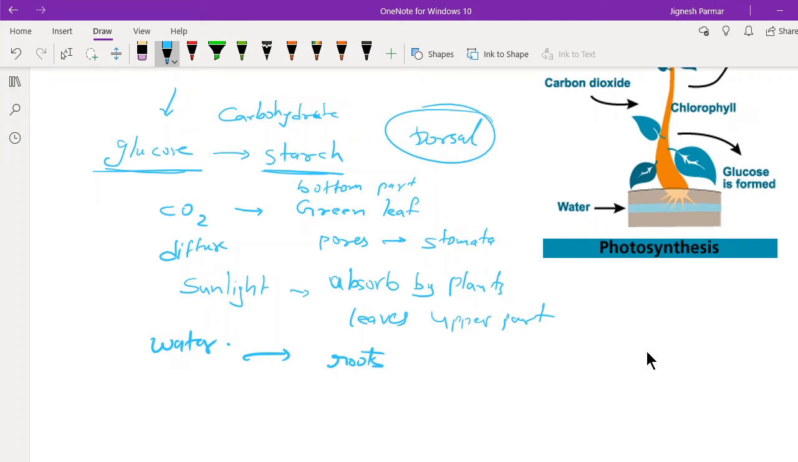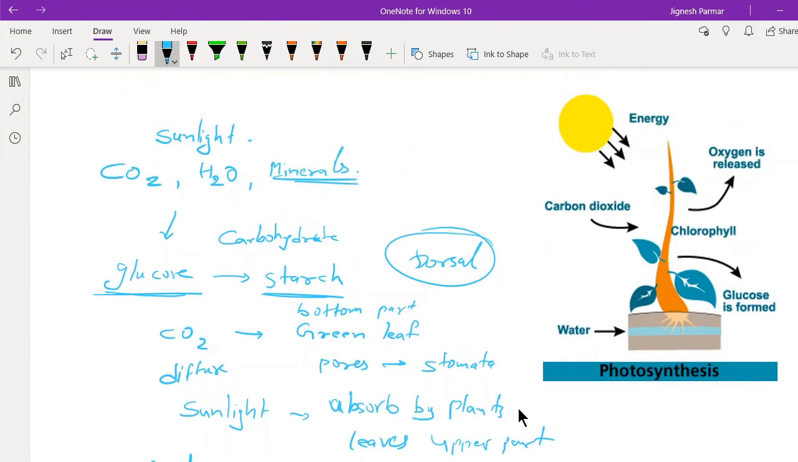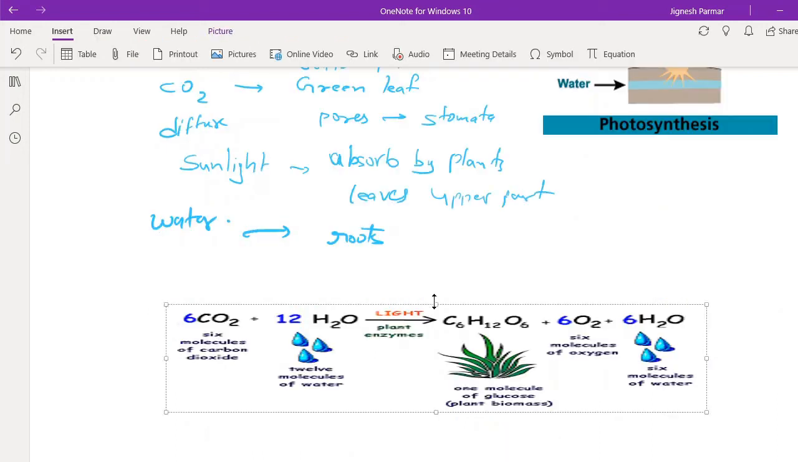Okay, so how does the process actually happen? Before that, we will look at how the process goes on. There are three steps which I'm going to make you understand. Before that, I would like to write an equation. Let us see this equation.